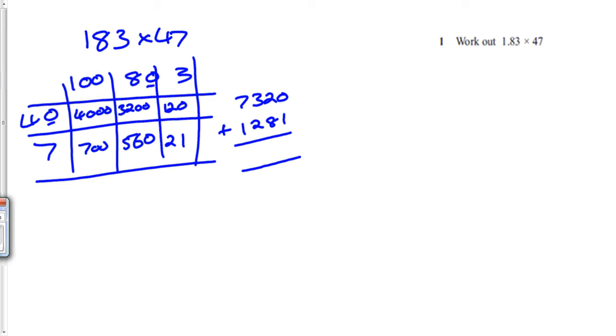So 0 plus 1 is 1, 8 plus 2 is 10, so 0 carried the 1. 2 plus the carried over 1 is 3, 3 plus 3 is 6, plus we got 8. So 8,601. However, we are asked to multiply 1.83. So there are two decimal places in this question, so from the answer, there needs to be two decimal places. If we count from the back, that's 2 decimal places. So therefore, the decimal point needs to go here, leaving you 86.01.